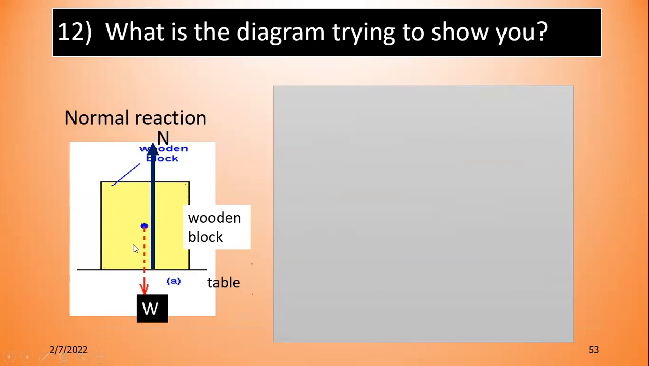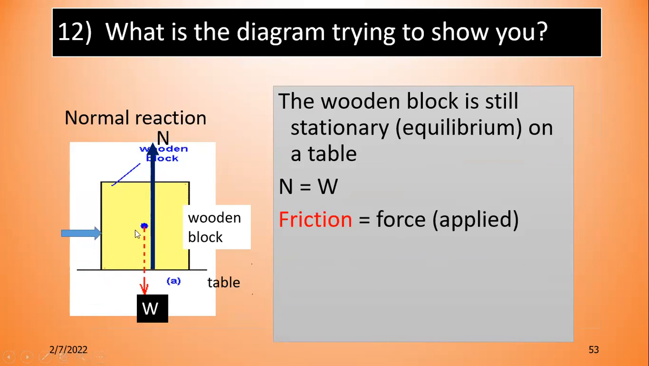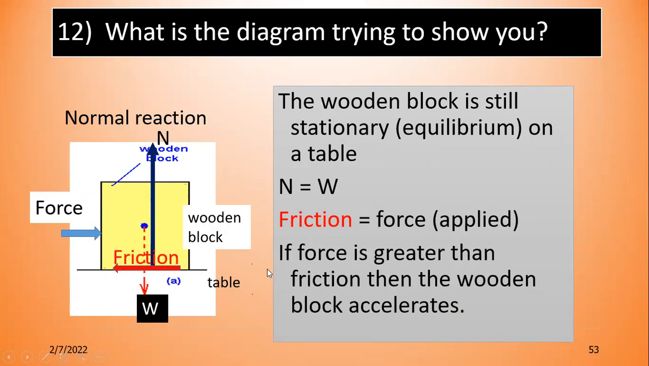Just like you place a wooden block on a table. Right? It's in equilibrium, stationary. So the upward force, the normal reaction, equals the weight downwards. Right? Friction, if you are applying a force there, an applied force, then there is your friction. The two are balanced if it's not moving. If the applied force is greater, then it will accelerate. Okay, that's provided you don't make the force too high.